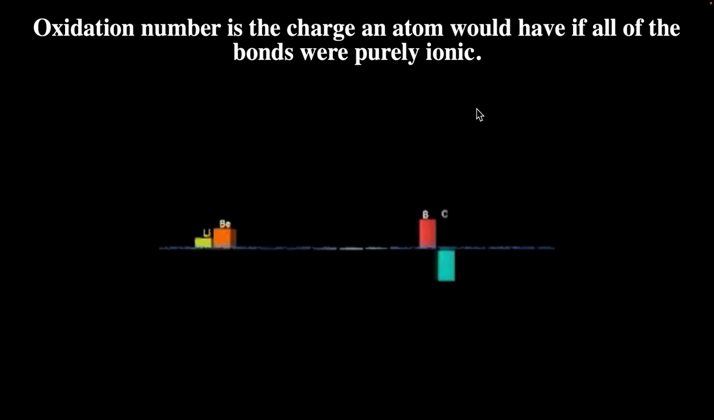Carbon can have more than one oxidation number. For example, -4 in a covalent compound such as methane, CH4, +2 in a compound such as carbon monoxide, or +4 in a compound such as carbon dioxide.